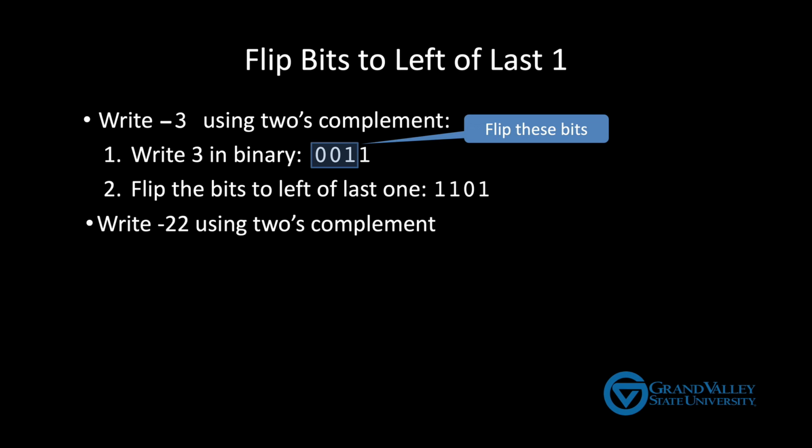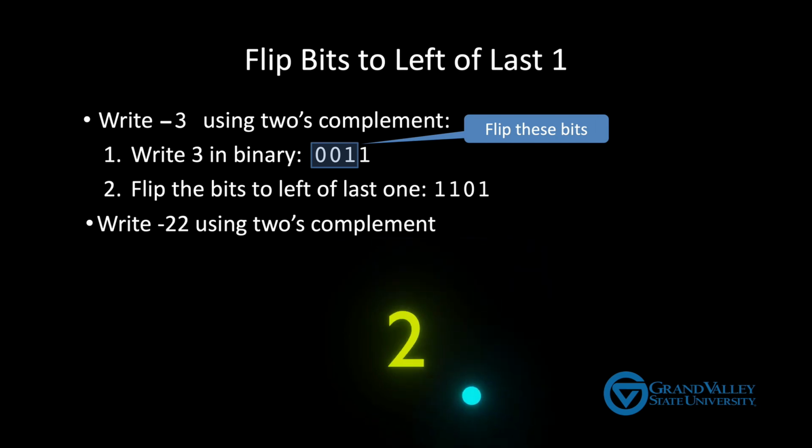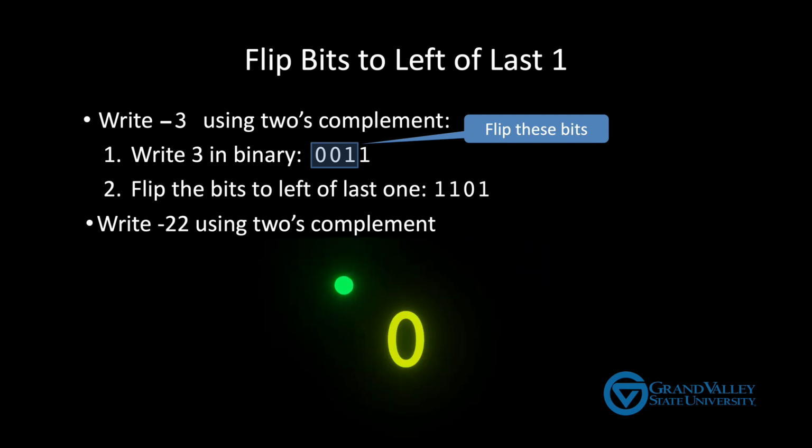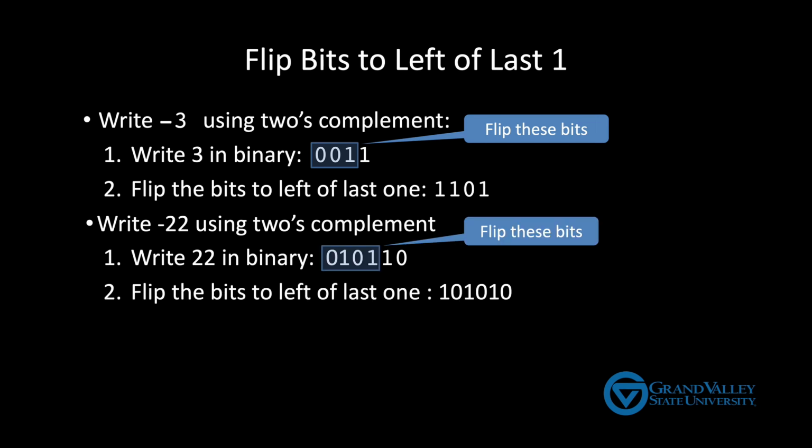All right, now try it using negative 22. Okay, 22 in binary is 010110. This time, the last one is the second digit from the right, so we flip everything before that and get 101010.